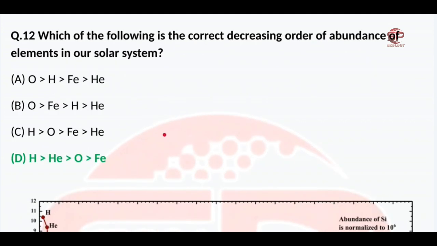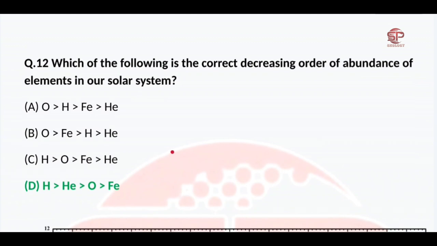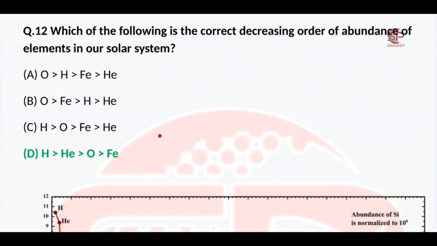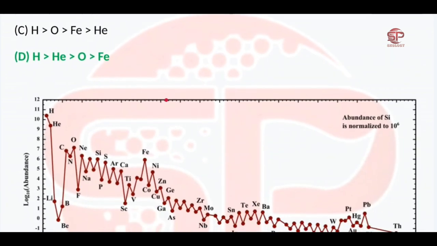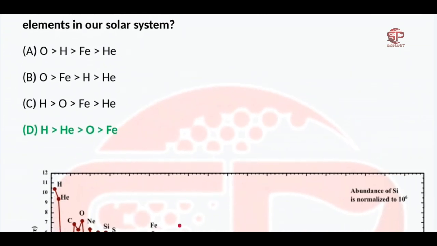Which of the following is the correct descending order of abundance of elements in the solar system? The most abundant element in the solar system is hydrogen. This is the abundance graph, the Oddo-Harkins graph. Hydrogen is the most abundant element, then helium, then oxygen, then iron. This is the sequence you will find in this diagram. So the answer will be D: hydrogen, then helium, then oxygen, then iron.